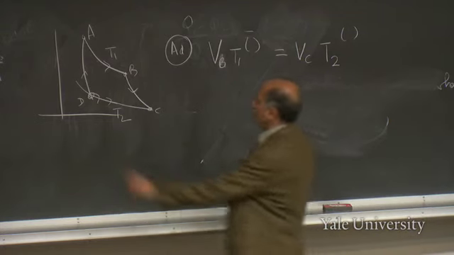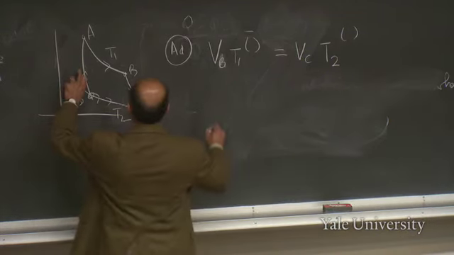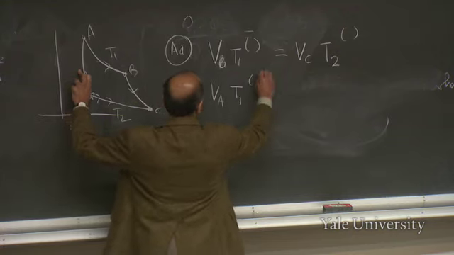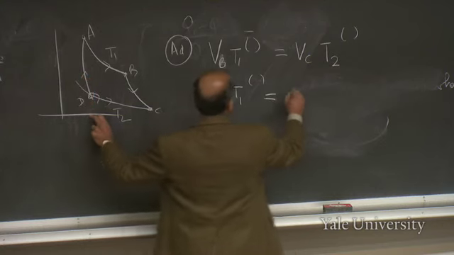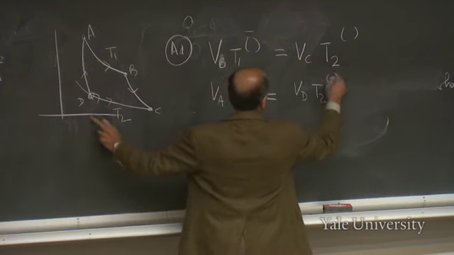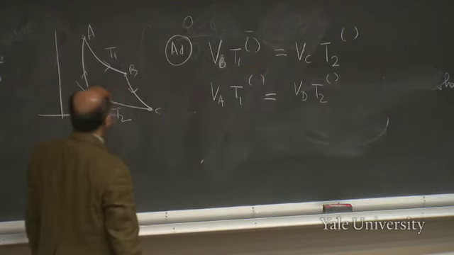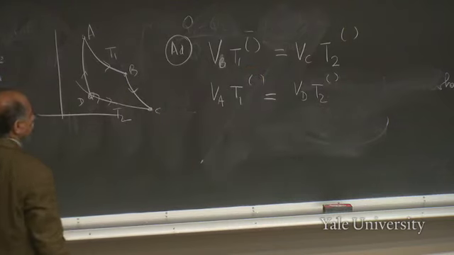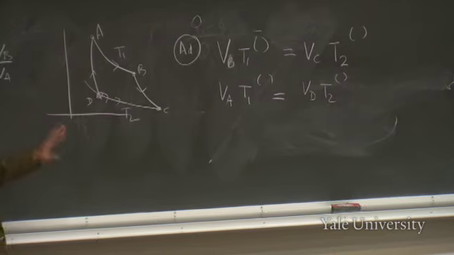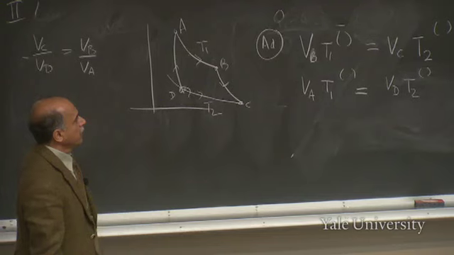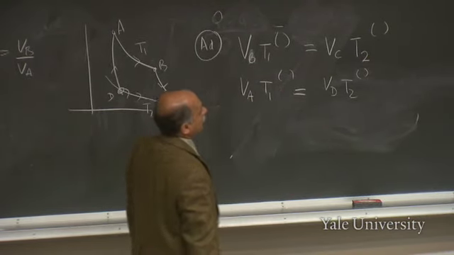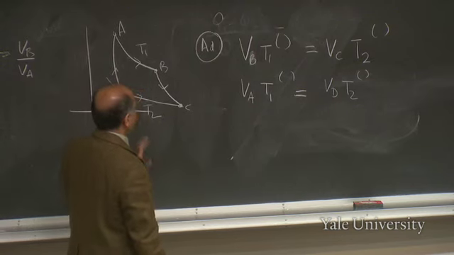Likewise, A and D are connected by an adiabatic process, so you can be sure that VA, T1 raised to some power is the same as VD, T2 raised to some power. We don't care what the power is. It's probably CV over R or R over CV. I'm not interested in that. In fact, if you go back to this top right-hand corner, you can see it is volume times T to the power CV over R, but it's not important.